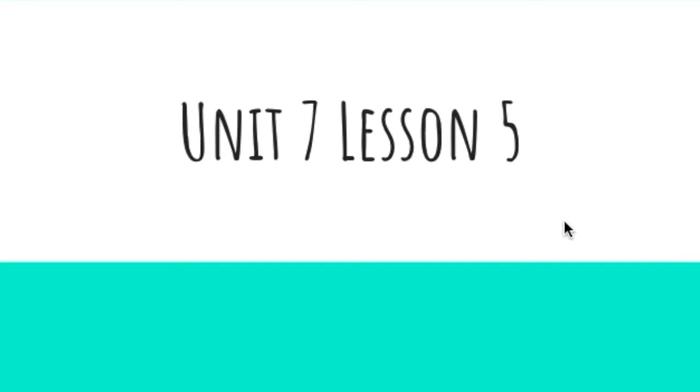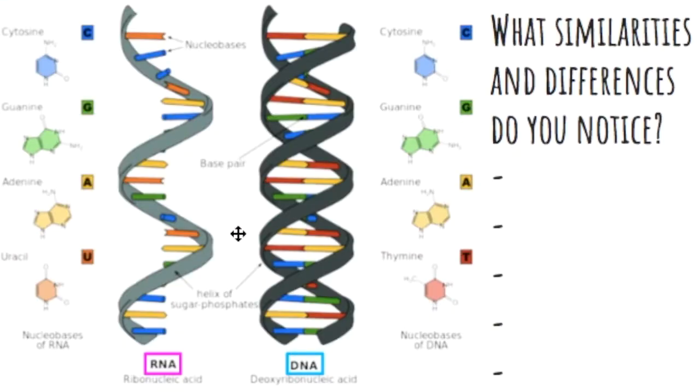Unit 7, Lesson 5. Here's a picture of DNA, which you already know and recognize. Here's a picture of RNA, which we haven't really seen before. What similarities and differences do you notice? You can write them here. That's a text box for you.